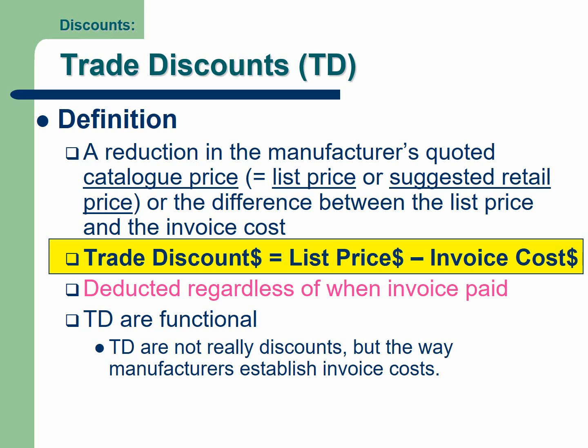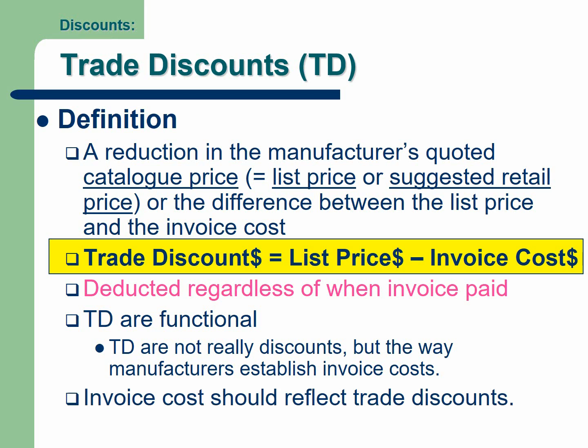For that matter, because trade discounts are taken off of the list price or the suggested retail price, trade discounts are not really discounts, but these trade discounts are established as a way for the vendor to establish the initial invoice cost. So the invoice cost that's going to be put on the purchase contract, or the invoice that is sent to the buyer along with the shipment of the merchandise, should already have reflected the trade discounts. The suggested retail price will never actually be put down on the contract or on the invoice.